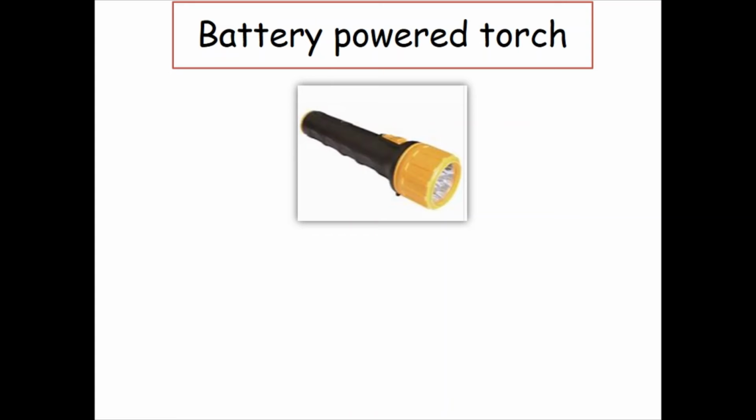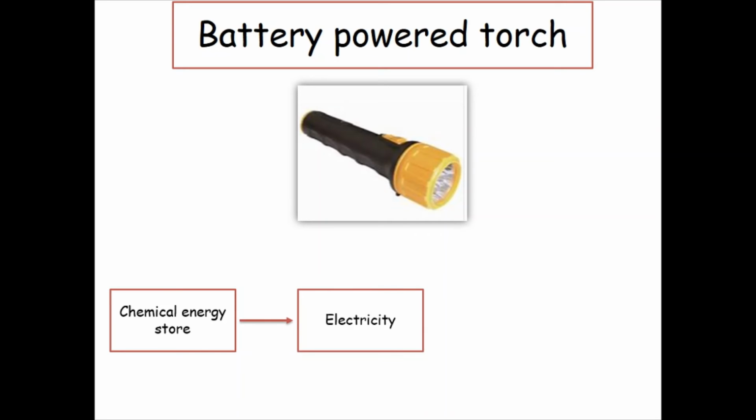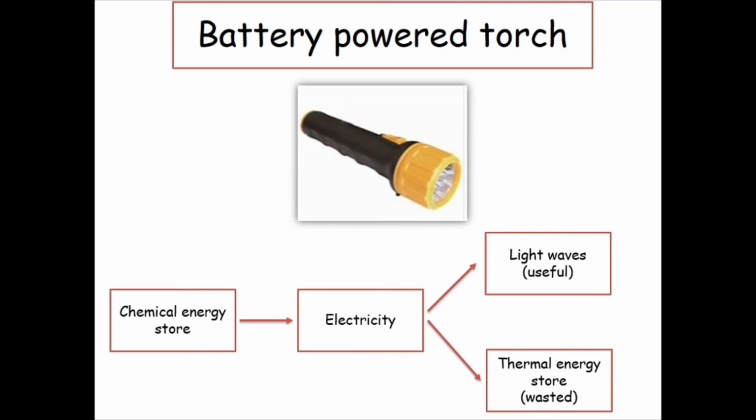In the exam, you'll be asked about specific scenarios. Example, this battery-powered torch. They'll expect you to know which energy stores are filling, which are emptying, and any transfers involved. So we'll start off with the battery containing the chemical energy store. Energy is then transferred as electricity, and then further transferred as light waves, which are useful in a torch, and as thermal energy, which is wasted.